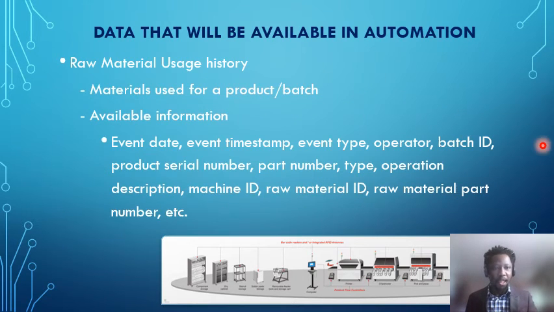For the raw material usage history, we are going to have material use for a product and batch. Same as the other data, we are going to have the event date, event timestamp, event type, operator, and every other information that's needed to be inclusive.